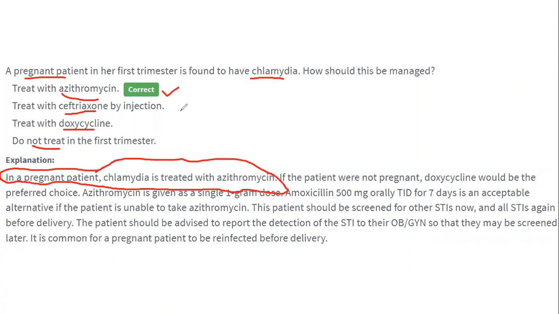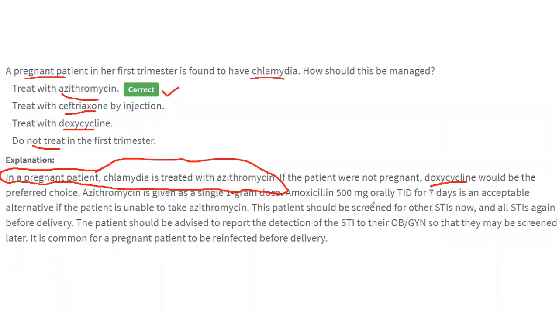If anybody is pregnant and also has chlamydia, treat with erythromycin. Erythromycin is a safer medication. If the patient were not pregnant, then we treat with doxycycline. So both are important to know. Drug of choice, doxycycline for chlamydia if non-pregnant. If pregnant, we switch to erythromycin. Erythromycin is given as a single 1 gram dose. Amoxicillin 500 milligram orally TID for 7 days is an acceptable alternative in the patient unable to take erythromycin.